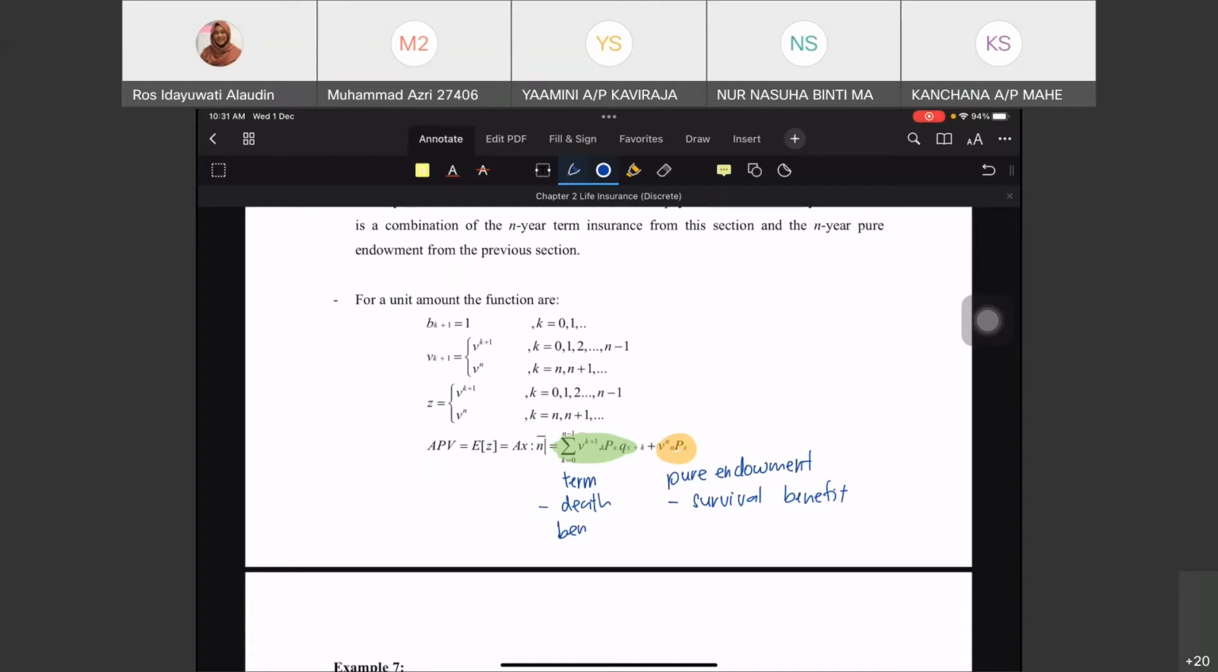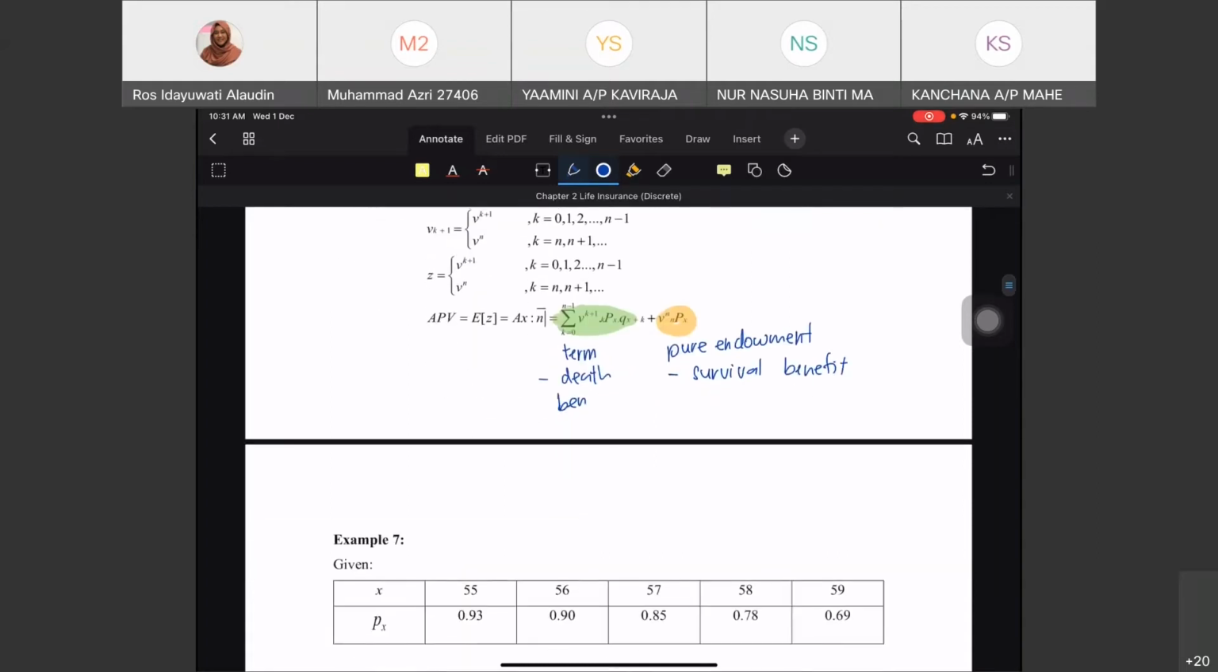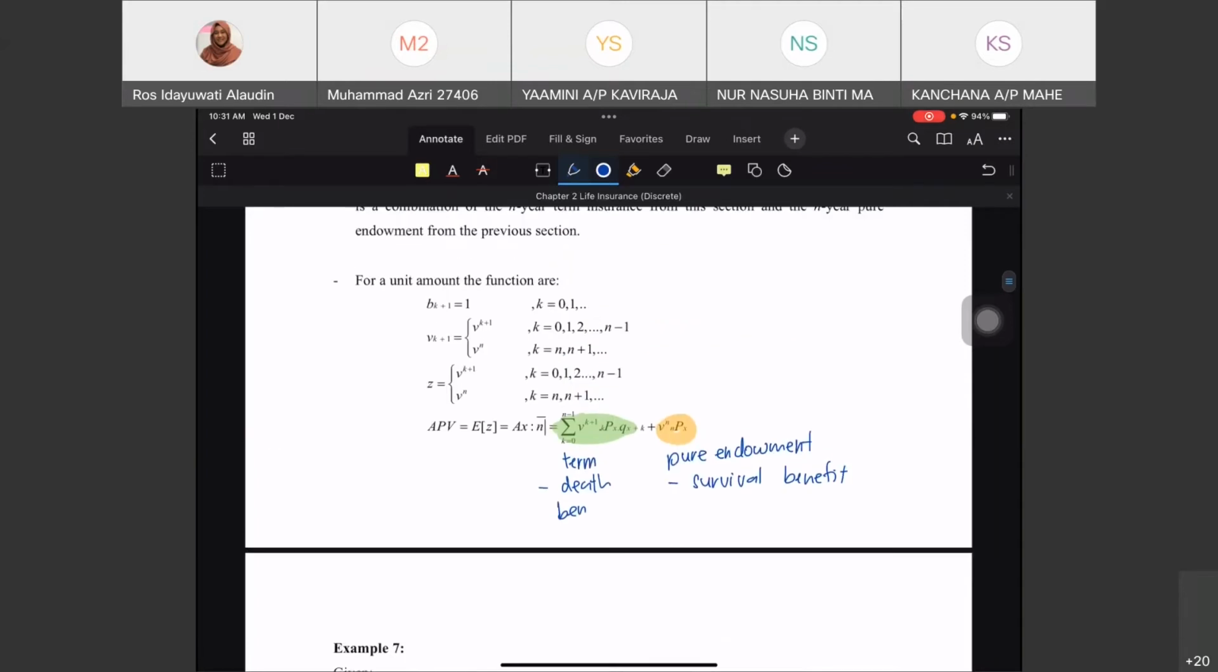Okay, so for endowment, we have two parts. If we want to use the commutation function, the term insurance, you already know, is Mx minus Mx+n over Dx. So what about pure endowment? Pure endowment is about the survival benefit, so we cannot use the M. M is for the death thing, but D is for the survival thing.